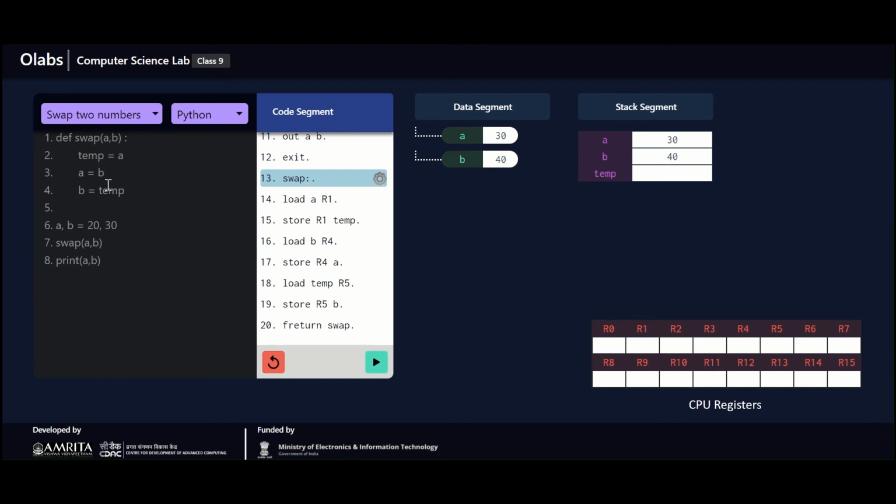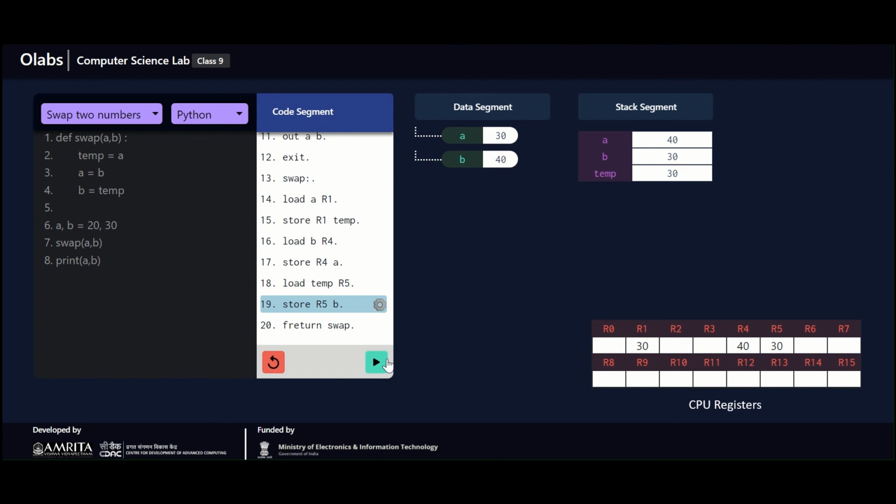Now we need to load A, B, and temp, right? And then it gets stored back. So this is what happens. Now A gets loaded to the register, and this value is copied to temp. And then next, B gets loaded to another register, and it gets assigned to A. So the A value changes. Finally, temp gets loaded, and its value is assigned to B. So this is the three-way process to swap two numbers.